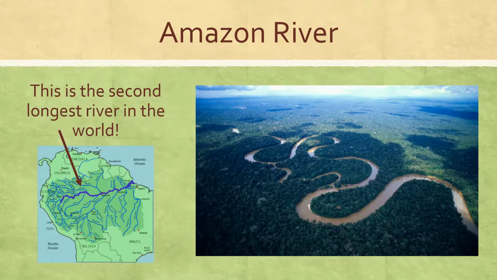Now, the Amazon River, as you can see here on the map, it flows through the northern part of South America, up in the northern region of the continent, and it goes almost across the entire continent. In fact, it is the second longest river in the world. We know that the Mississippi River is the third longest, but the Amazon River is the second longest. And if you take a look over here, you can see it's a very windy river. It almost looks like a snake in this picture from flying overhead, but that's the Amazon River.